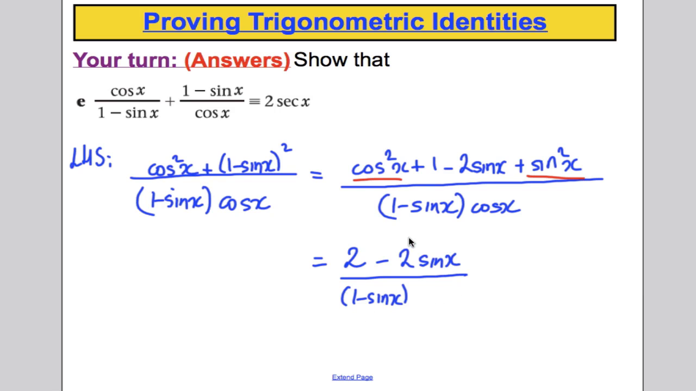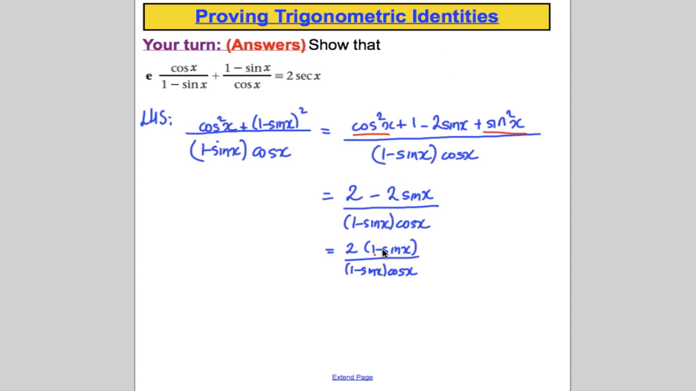Okay, looking quite good, because we can now attempt factorizing the top. Well, I could take out a factor of 2, and I'd have 1 minus sine x over 1 minus sine x cos x. And now this factor of 1 minus sine x can cancel, and I get 2 over cos x, which is 2 sec x by definition. And we've got ourselves the right-hand side.